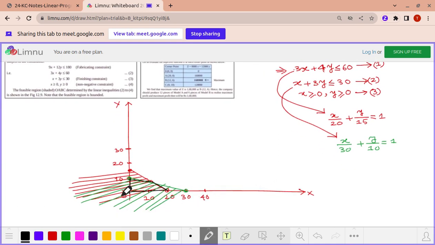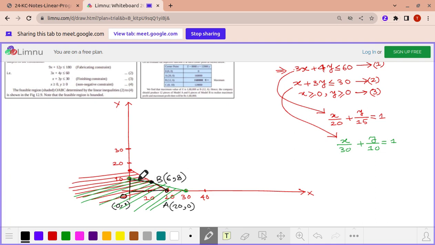If we consider this is the origin having coordinate 0, 0, and if we consider this point as point A, its coordinate is 20, 0. Now this point, which is the intersection of these two straight lines, 3x plus 4y equal to 60 and x plus 3y equal to 30, we consider as point B. If we solve these two linear equations, we will get the coordinates 6, 8.